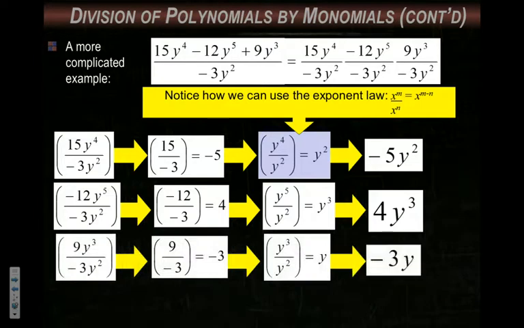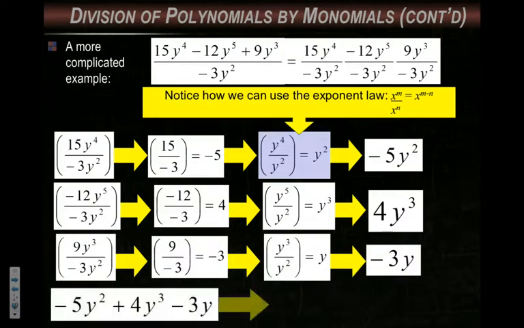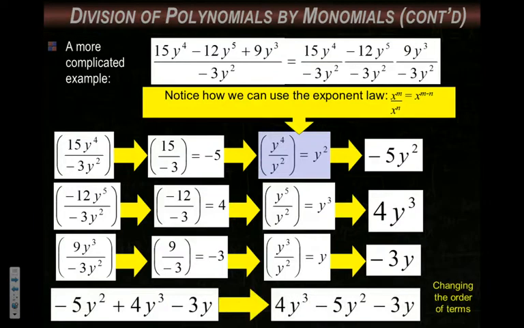Yep. Put all 3 of these terms together. We get that. Or you can rearrange it to 4y minus 5y squared minus 3y. These are both right answers, just rearranged. Okay? Not too bad, I hope. Let's try another one.